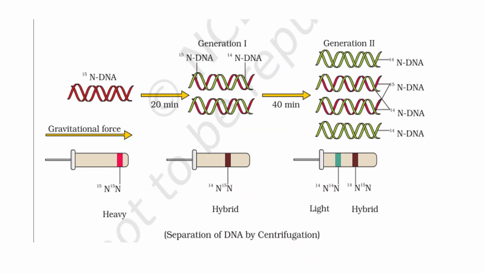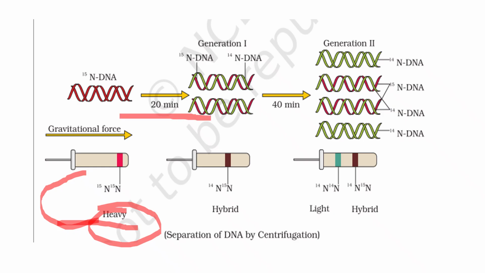So this is the picture I was talking about. This was the first step. They grew the E. coli cells in 15NH4Cl, that is, the heavy isotope. So this heavy isotope of nitrogen was incorporated into the DNA because, as you know, DNA contains nitrogenous bases as well as various other substances with nitrogen. After that, they introduced the cells into 14NH4Cl, that is the normal one. So now this nitrogen was incorporated into the DNA. So what actually happened after 20 minutes?